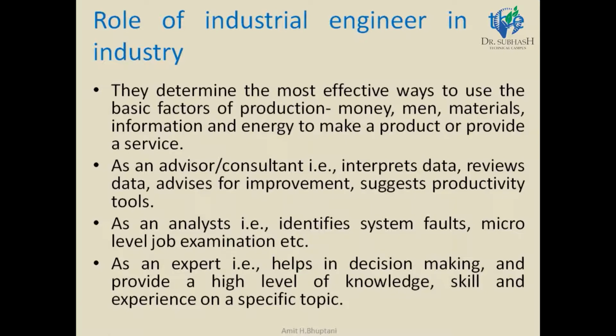Next is as an analyst. He identifies the system's faults, so he examines at the micro level. What faults are the systems having? That may be in the form of machines which are consuming more amount of time. Micro level examination: what motions and movements are the workers making, and how can that be reduced so that the production level can be increased.